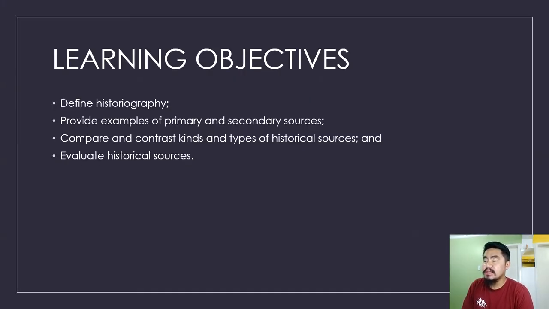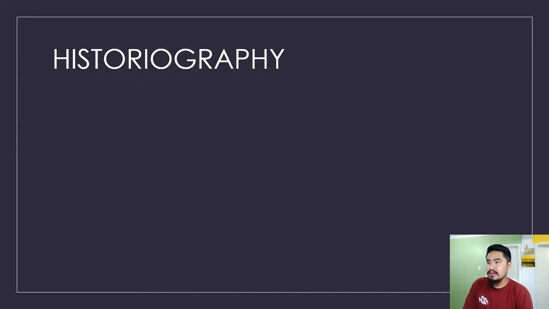So here are the learning objectives for this lesson. First, we have to define historiography. Second, provide examples of primary and secondary sources. Third, compare and contrast the kinds and types of historical sources. And lastly, evaluate historical sources.